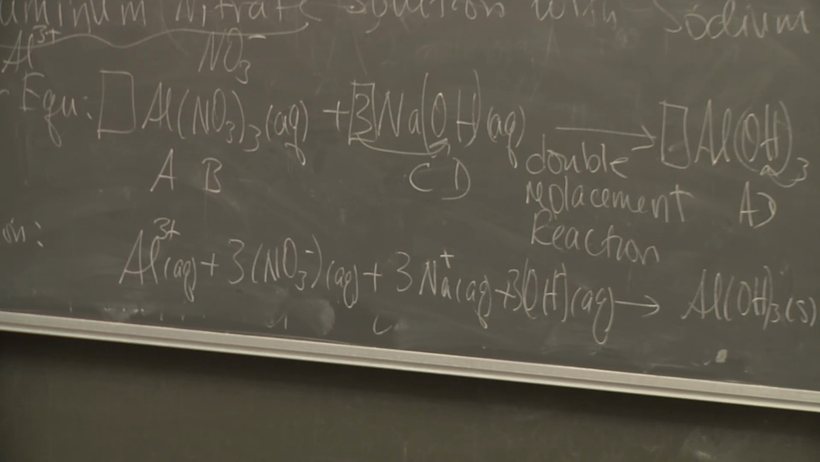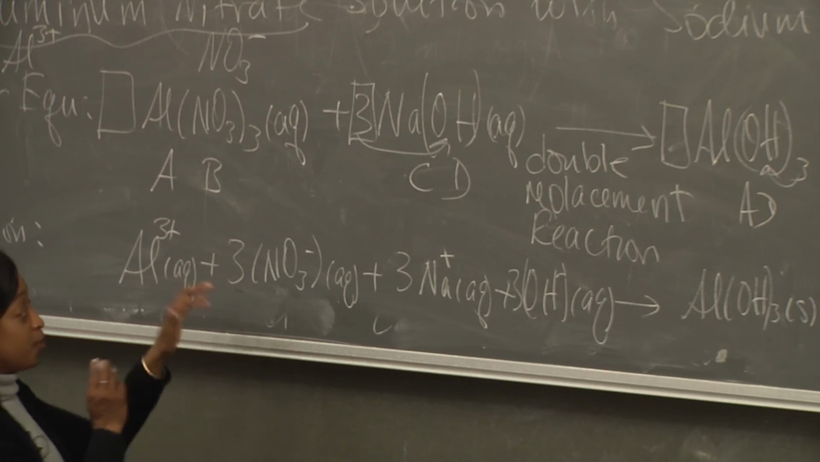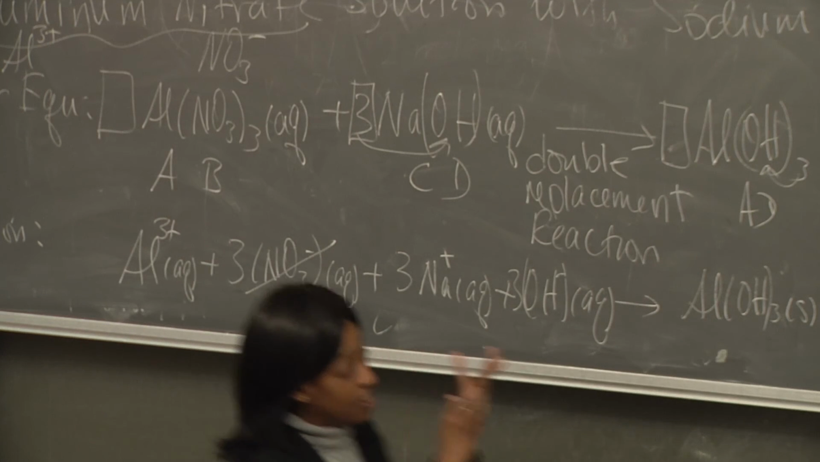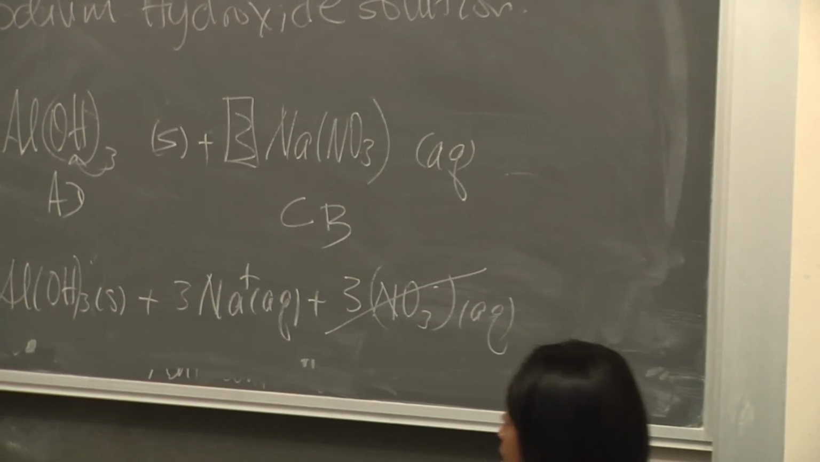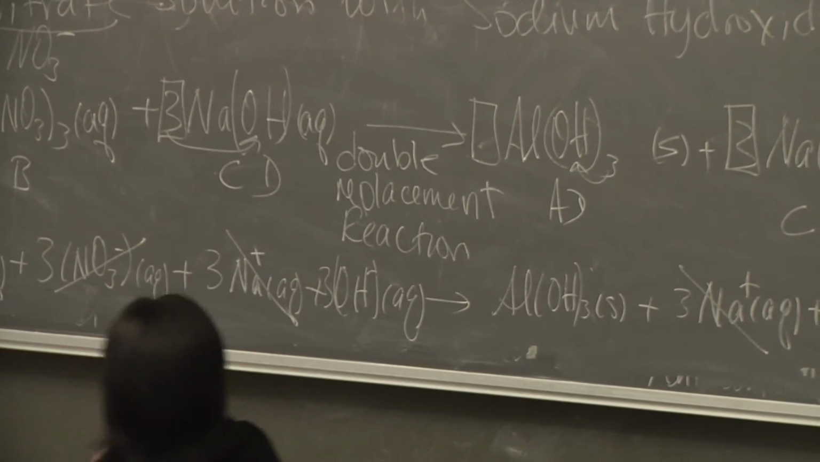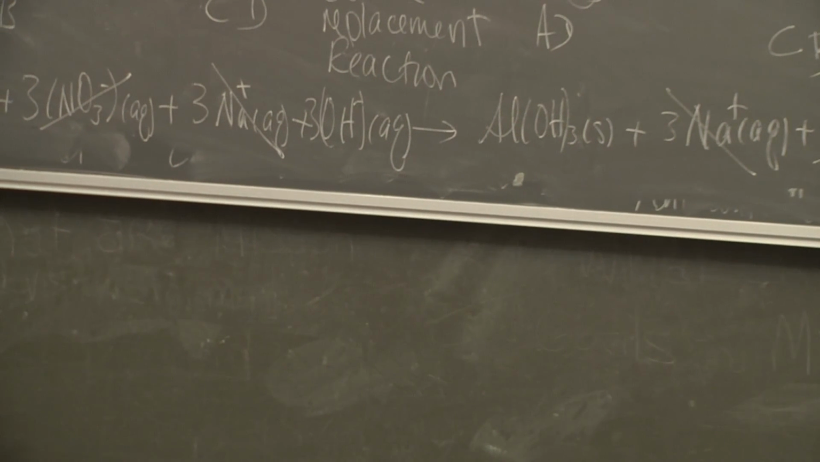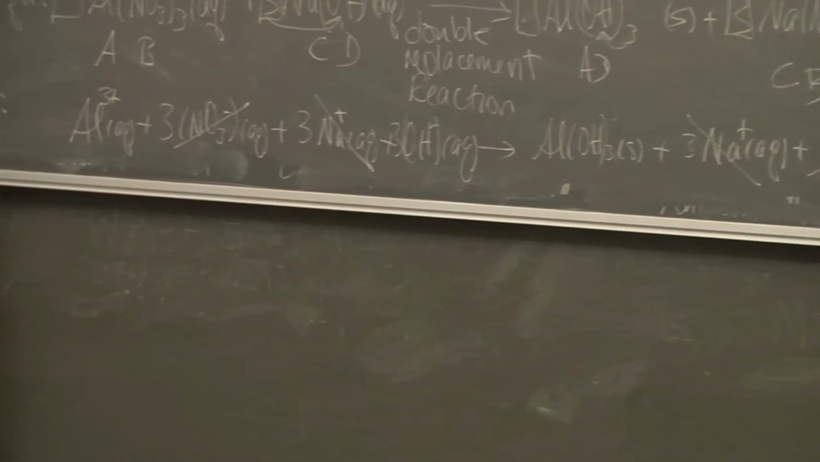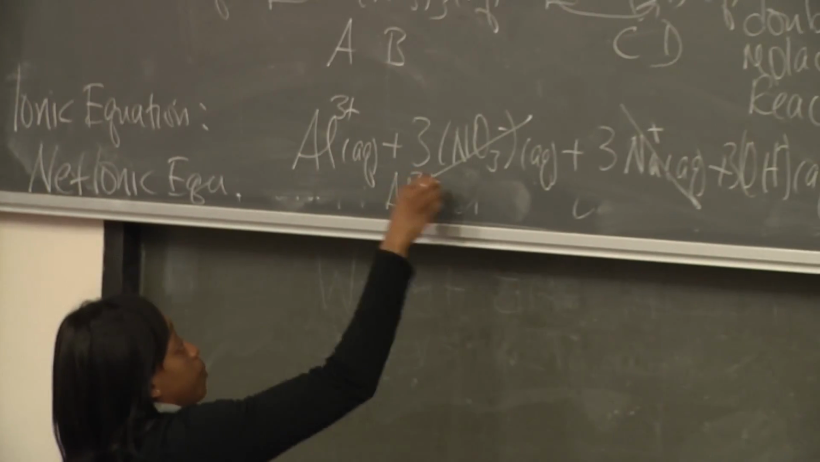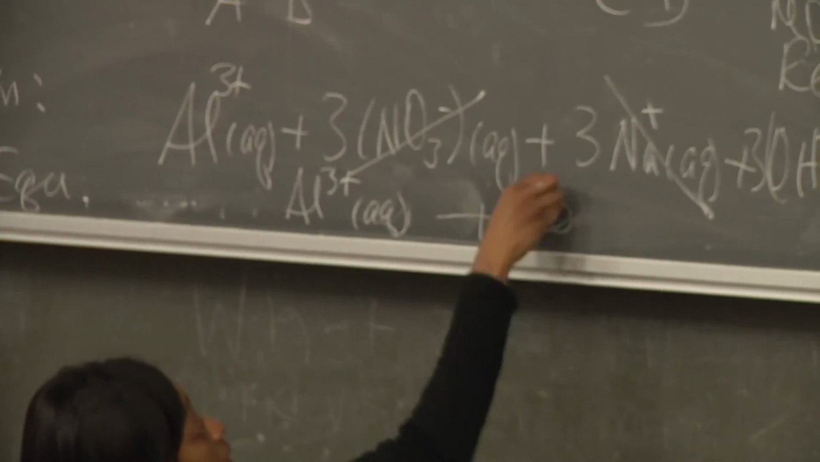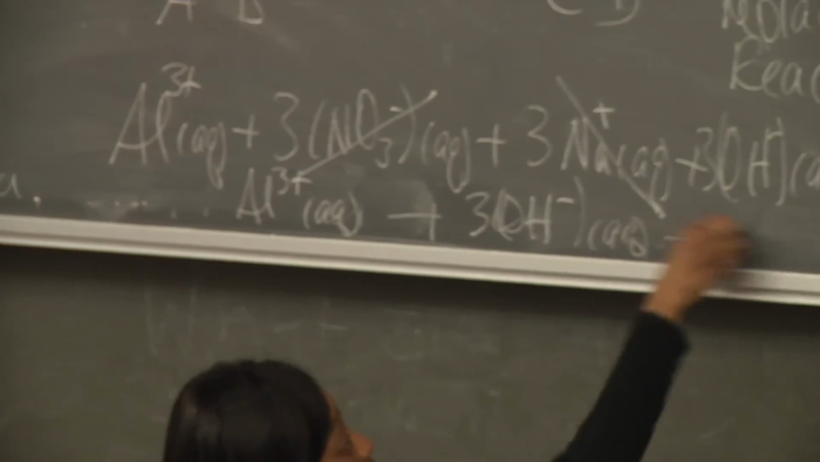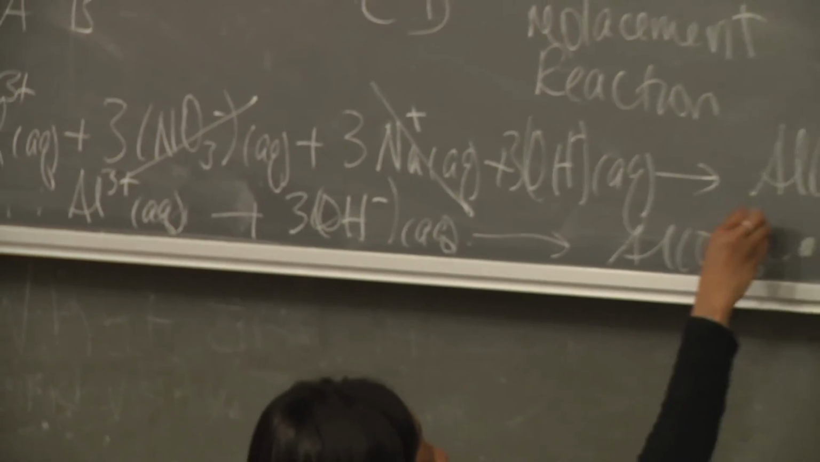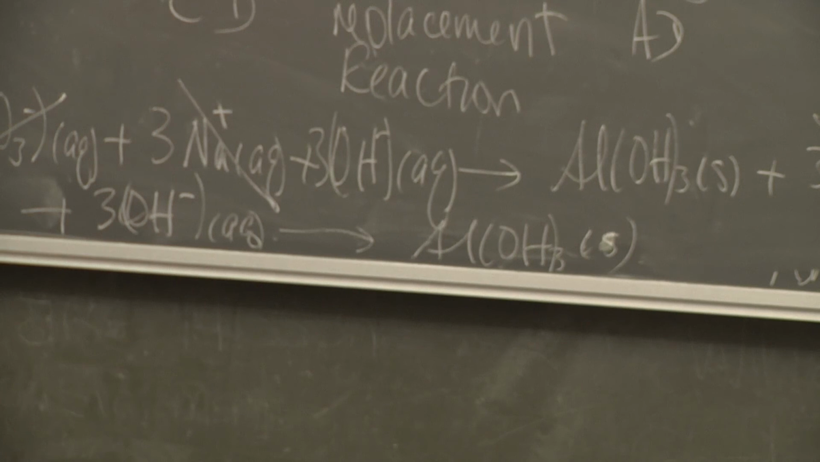So now, can we identify our spectator ions, which are the same? What's left is Al3+ aqueous and Al(OH)3 solid. So what do we do here? Take out the 3 Na+ and the 3 NO3-. Okay, anything else? So what's left would be the net ionic equation, which is Al3+ aqueous plus 3 OH- aqueous yields Al(OH)3 solid. Right?